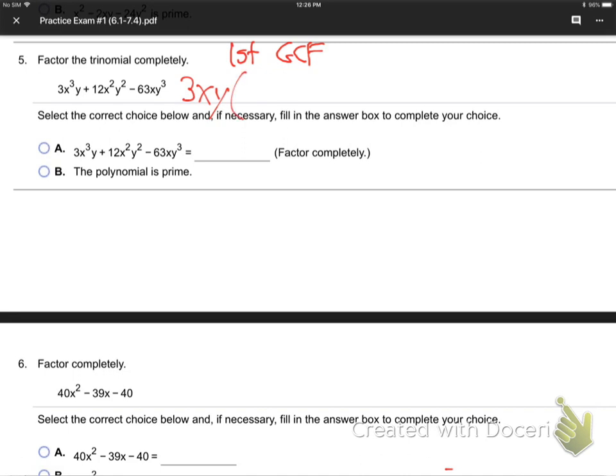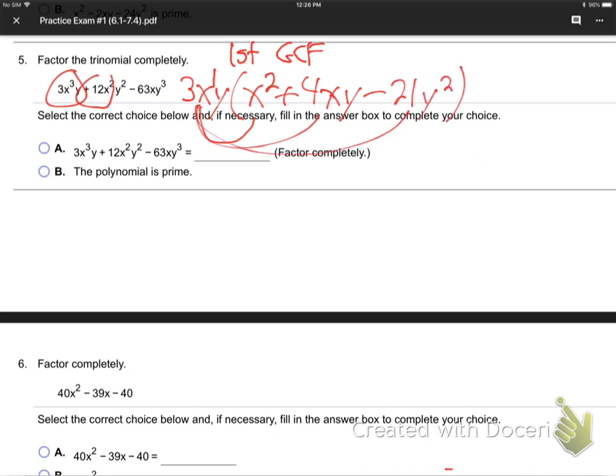Okay, what does that leave on the inside? Whatever works. X squared, because 3xy times x squared, the invisible 1 power and the 2 would add to go back. Plus 4xy, that would multiply to be 12x squared y squared. Good. And finally minus 21y squared, because 3 times 21 would be 63, and the x1, y1, and y2 add to be minus 63xy cubed. So that's a good first step.